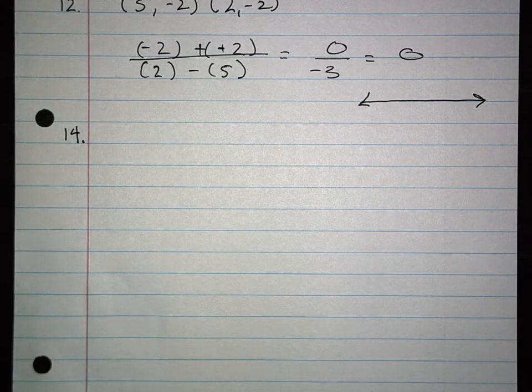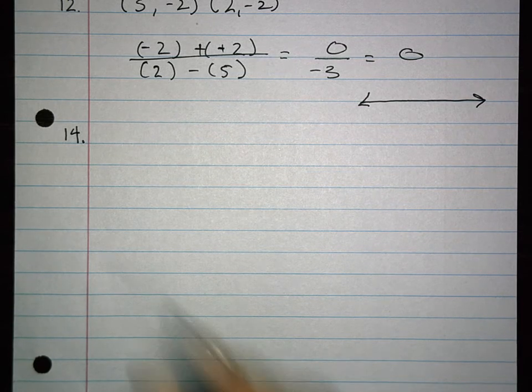Number 14 says, tell whether the lines are parallel, perpendicular, or neither. Okay, so we have to remember what's going on here. Slope tells us perpendicular or parallel. If the slopes are the same, the lines are parallel. If the slopes are opposite reciprocals, which means they're flipped upside down with different signs, then they're perpendicular. If there's any other relationship, it's neither.